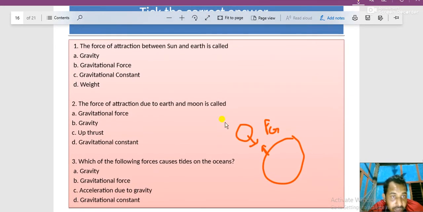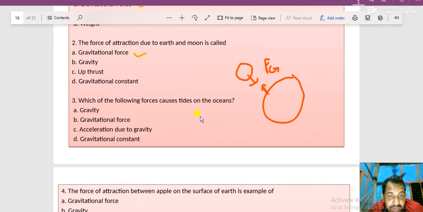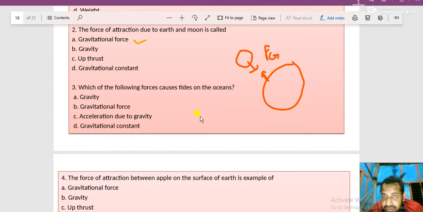Here are some questions. The force of attraction between the sun and earth is called gravitational force, clearly. The force of attraction between the earth and moon is also gravitational force, because too heavy a mass occurs over here. What force causes tide in the ocean? Tide in the ocean is due to gravitational force. Why? When the moon approaches near the earth, there is an attractive force, and since it is attractive, it will attract the water. Why will it not attract the land?